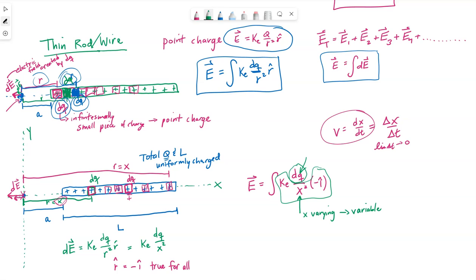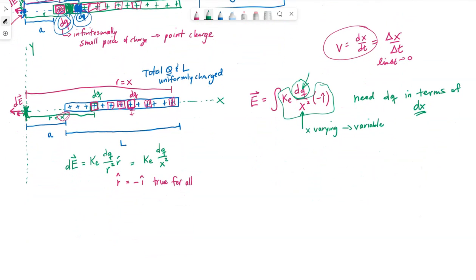Each piece of charge is a different horizontal distance from this point on the left that we want to find the electric field at. So what we want to do is to be able to write this dq in terms of dx. Because I cannot integrate with x as my variable until I have a dx.